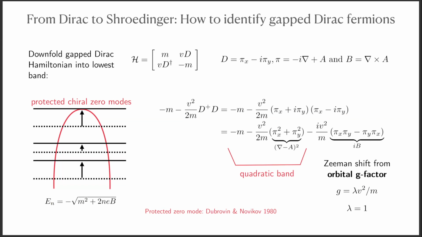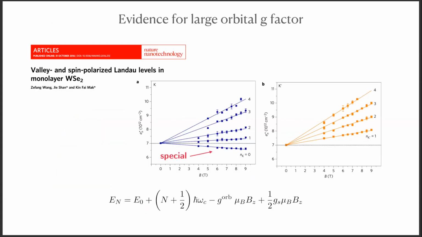Okay? So if it was really a gapped Dirac cone, a simple Dirac cone, we know exactly what g would be. g would be lambda v squared over m, with this lambda being exactly equal to 1. Now, that's not necessarily true in TMDs, where you have quadratic corrections. So there are additional corrections that could change that g factor. It could make it larger, it could make it smaller.